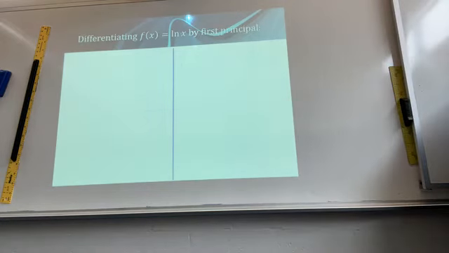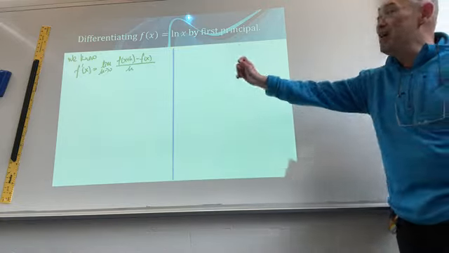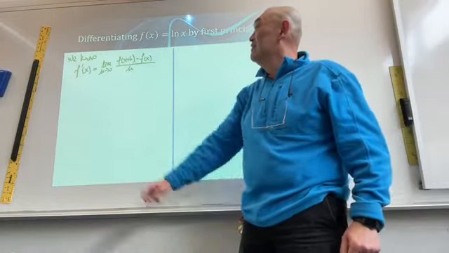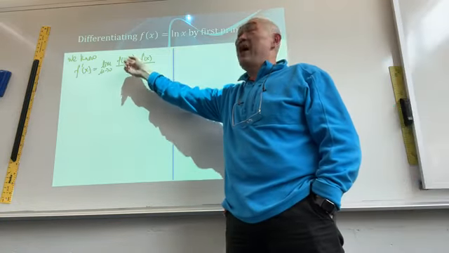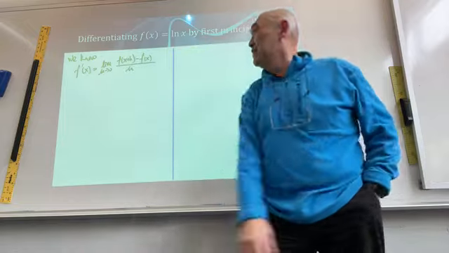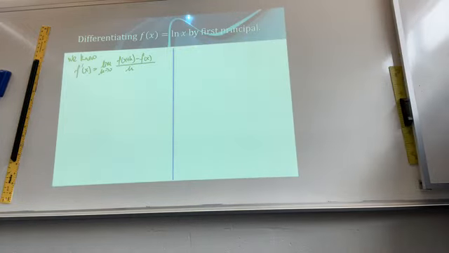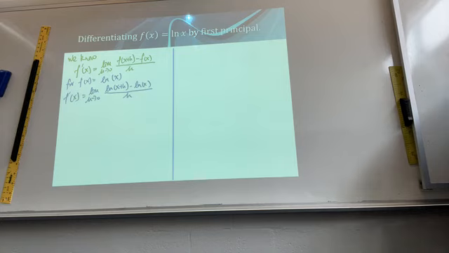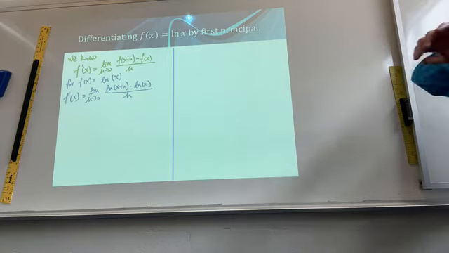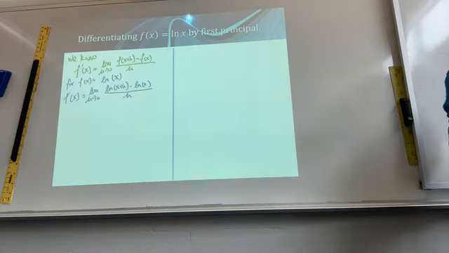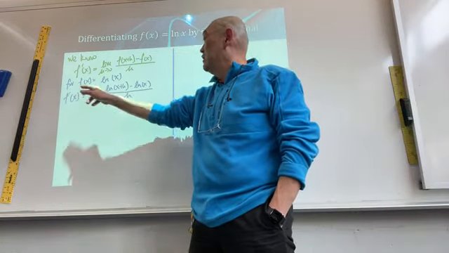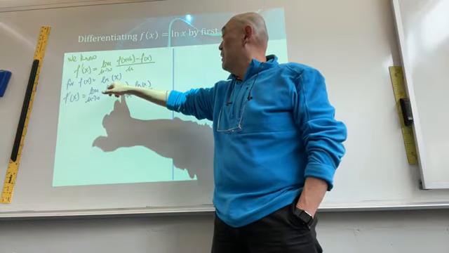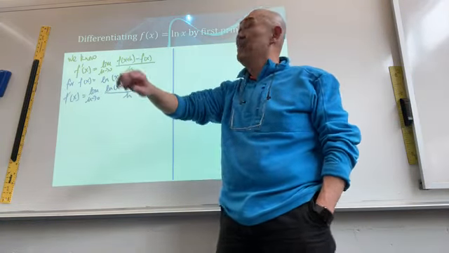Alright? So now, let's look at it by first principle. This is the one you should know from Year 11 Methods. First principle: limit of h approaching 0, f(x plus h) take away f(x), divided by h. You should know that. So we know that f(x) is natural log of x. Therefore, f dash x is the limit as h approaches 0 of log of (x plus h) take away log x, divided by h.